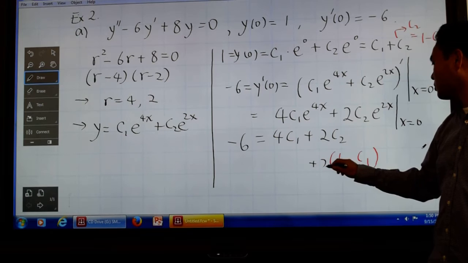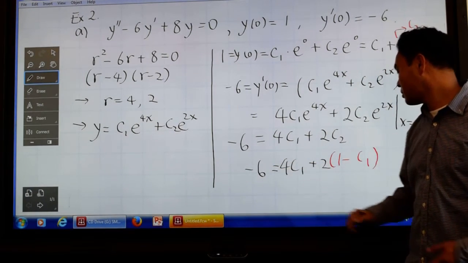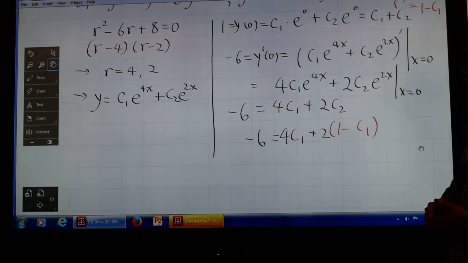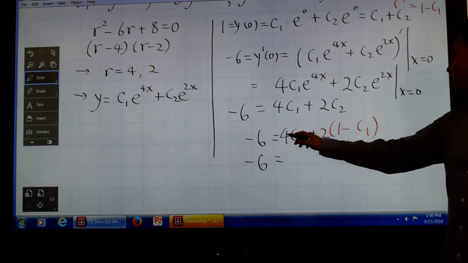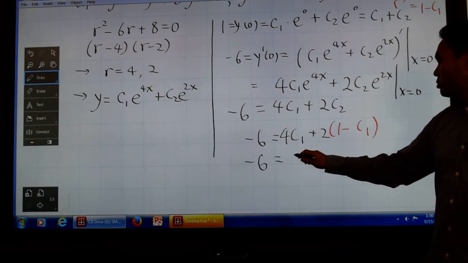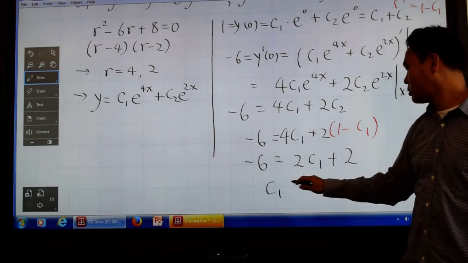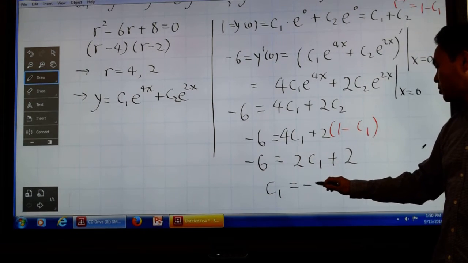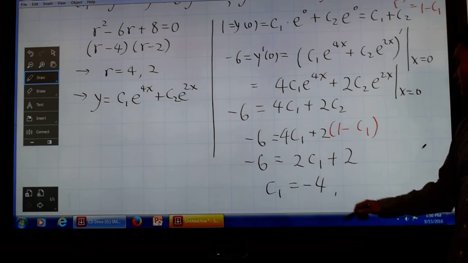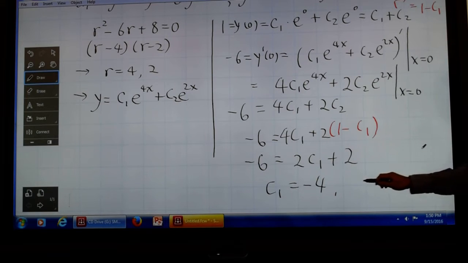And then you have this, which in turn gives you negative 6 equals 4 minus 2, which is 2c1 plus 2. So I guess c1, if you subtract 2, it's negative 8 divided by 2, it's negative 4 for c1. And then since c1 plus c2 is 1, c2 is 1 minus c1, c2 is 1 minus negative 4, c2 is 5. Okay.